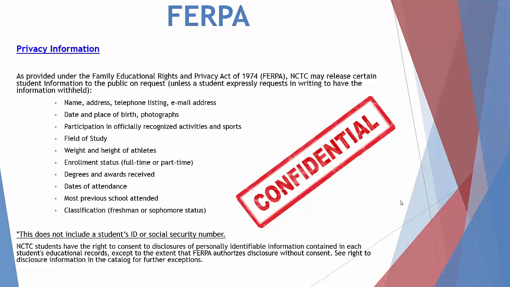NCTC students have the right to consent to disclosures of personally identifiable information contained in each student's educational records, except to the extent that FERPA authorizes disclosure without consent. See Right to Disclosure information in the catalog for further exceptions. This concludes Section 3.